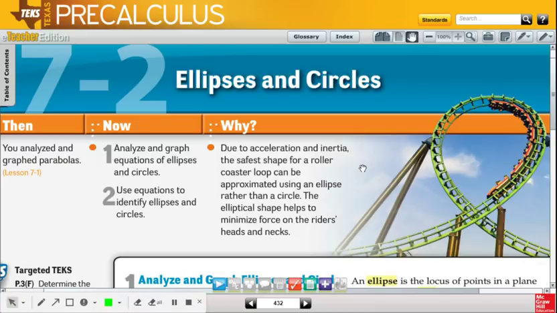We are going to go over 7.2, ellipses and circles. The main point of this section is we're going to analyze the equation of ellipses and circles, and we're going to talk about parts of the graph that are related to graphing, but we're not actually going to do any graphing, just parts on how it's related to graphing and how having the information would help you graph. Later on, we're going to use equations to identify ellipses and circles.